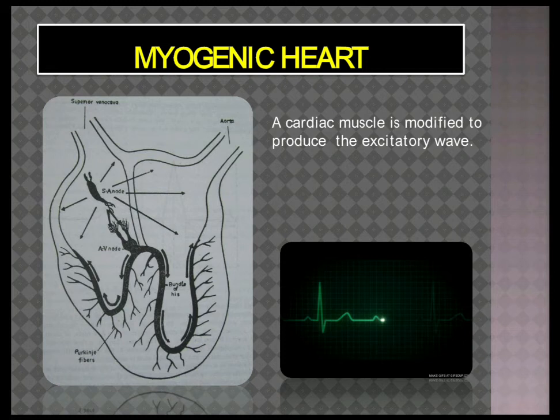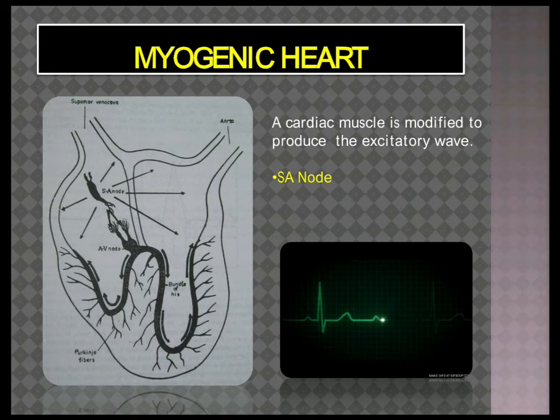And that's how we have the different types of the pacemaker units in our hearts developed in the embryo. So here I have written that a cardiac muscle is modified to produce the excitatory wave in the case of myogenic hearts. So if we talk about the first part of the pacemaking system, which is the SA node or the sinoatrial node, it is not an extra cardiac tissue, like in the case of the neurogenic hearts. So those ganglionic nerve cells were present outside the heart.